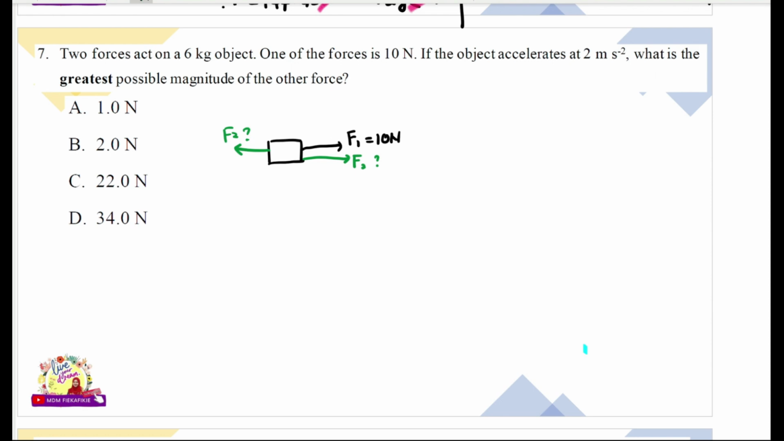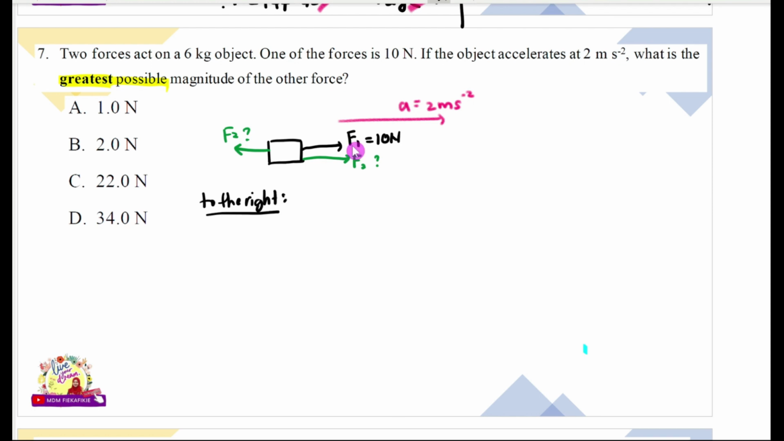So if the object accelerates at 2 meter per second squared, so given that if the object, let's say, is moving in this direction and accelerates 2 meter per second squared, what is the greatest possible magnitude of the other force? Means that second force tu berapa nilai greatest possible yang paling besar? Okay. Dia bukan kata smallest tapi greatest possible magnitude. Alright. So let's say, okay, we choose that the second force is in this direction. Okay. Let's say the second force to the right. Okay, kawan awak tarik to the right juga sama dengan awak.